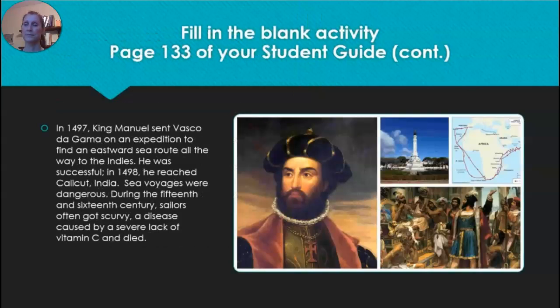Again, this goes along with page 133. This is additional vocabulary. You can make this another paragraph if you'd like. In 1497, King Manuel sent Vasco da Gama on an expedition to find an eastward sea route all the way to the Indies. He was successful. In 1498, he reached Calcutta, India. Sea voyages were dangerous. During the 15th and 16th century, sailors often got scurvy, which is a disease caused by a severe lack of vitamin C, and they died.